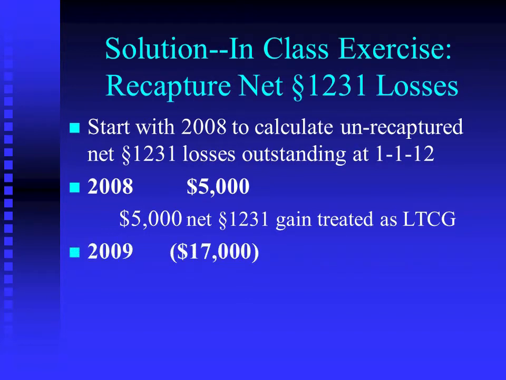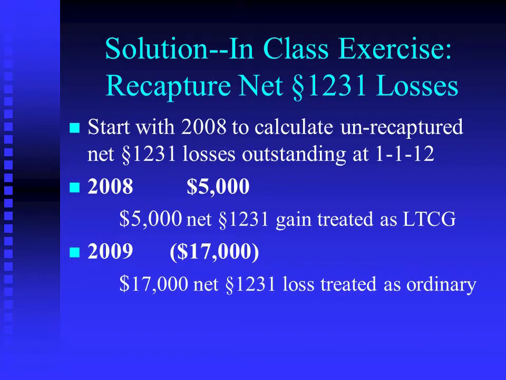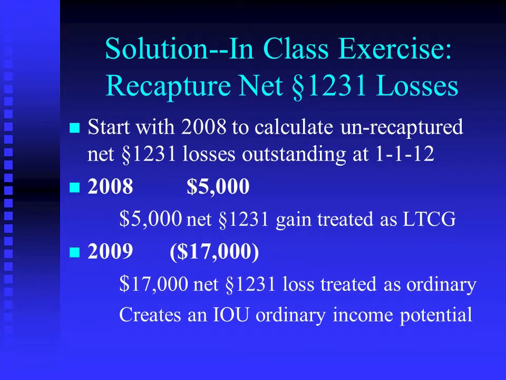So in 2009, life is not so good. You had a net 1231 loss. And net 1231 losses are always ordinary, end of story. And so you have an ordinary loss, but it creates an IOU. For the next 5 years, 2010 through, you have the potential of having ordinary income recharacterization of your net 1231 gains. So the 1700 is an ordinary loss.